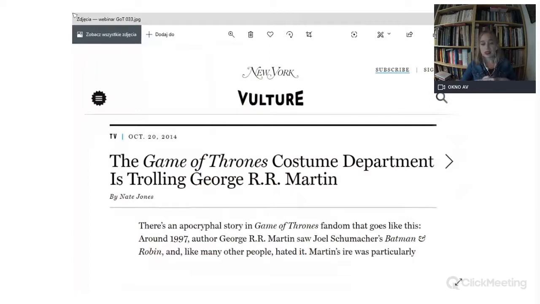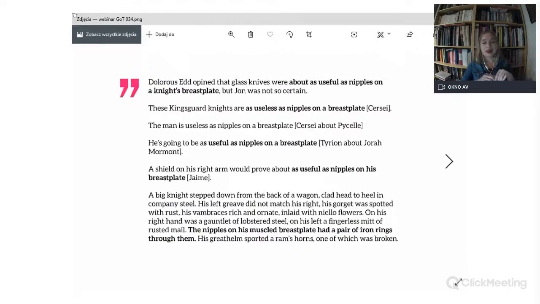So there was even a suggestion that the Game of Thrones costume department is trolling George Martin. Why trolling George Martin? Because the author used several times the expression "as useful as nipples on a knight's breastplate." It was a synonym of something completely useless, absurd, a waste of material and time of the breastplate's creator. It was used by Cersei, by Tyrion, by Dolorous Edd and other characters. And the last quote suggests that George Martin used it also as a synonym of a completely useless, absurd, and funny kind of armor.